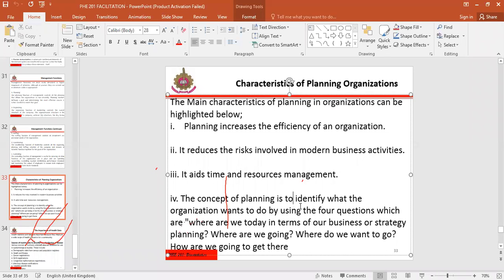The concept of planning is to identify what the organization wants to do by using the 4 questions, which are: where are we today in terms of our business or strategy planning? Where are we going next? Where do we want to go? How do we get to where we want to go? So those are the 4 questions that our planning should be answering if our planning is to be effective.